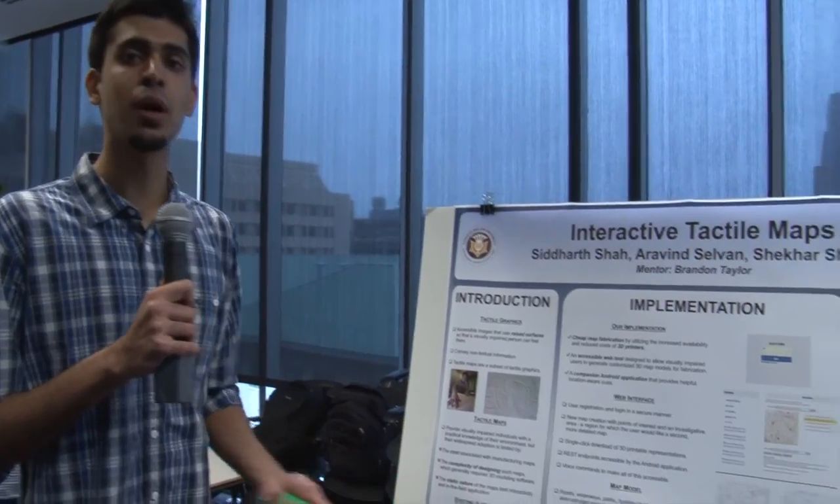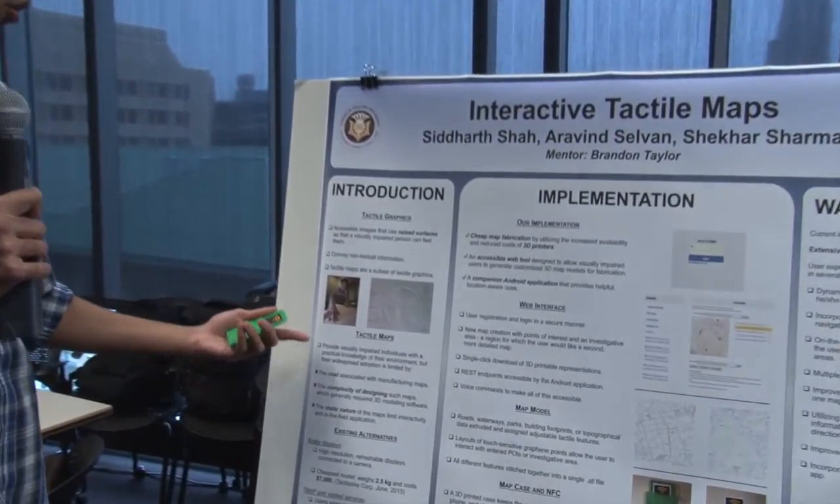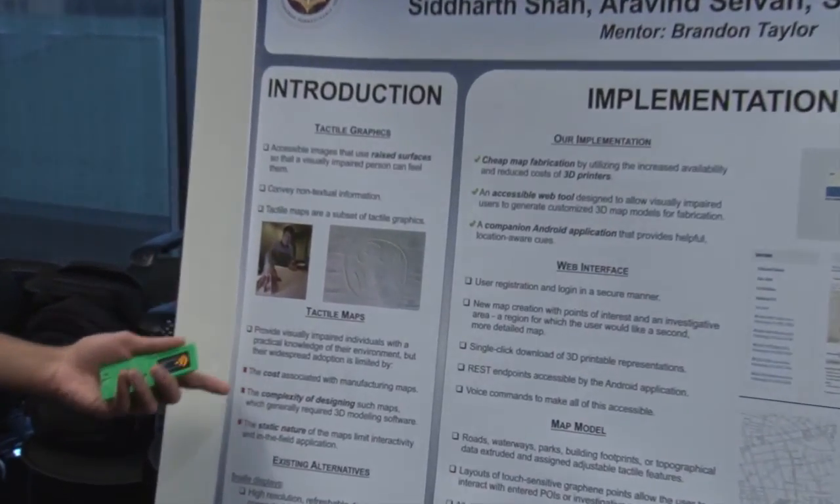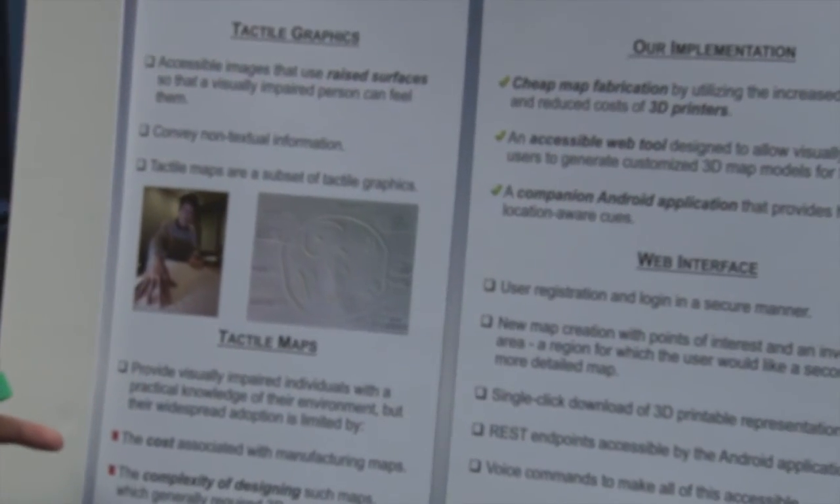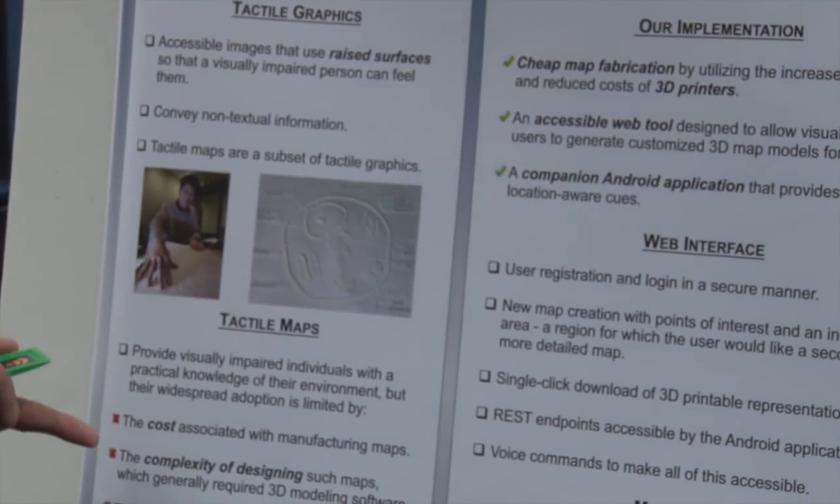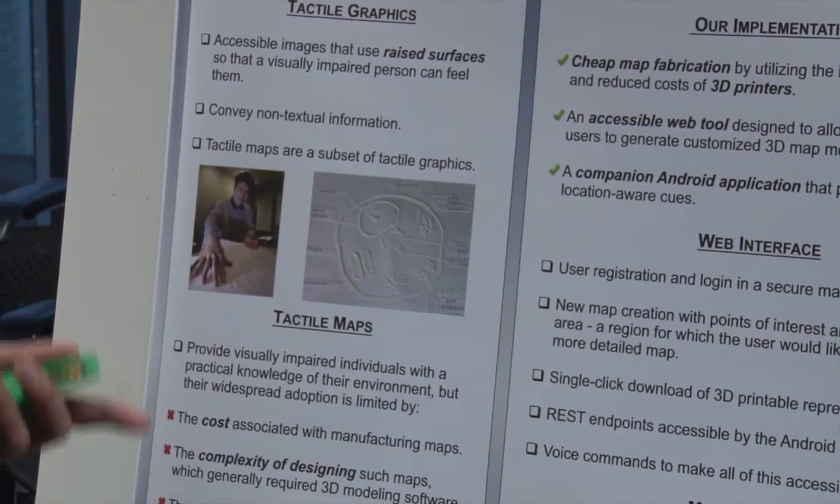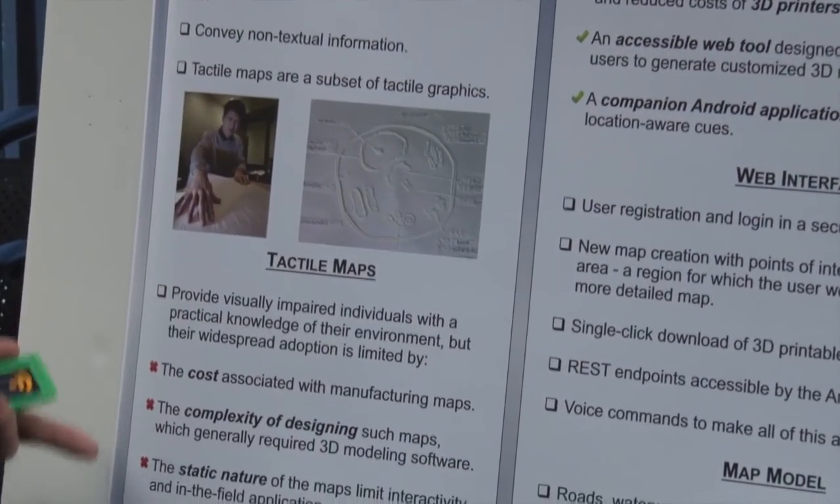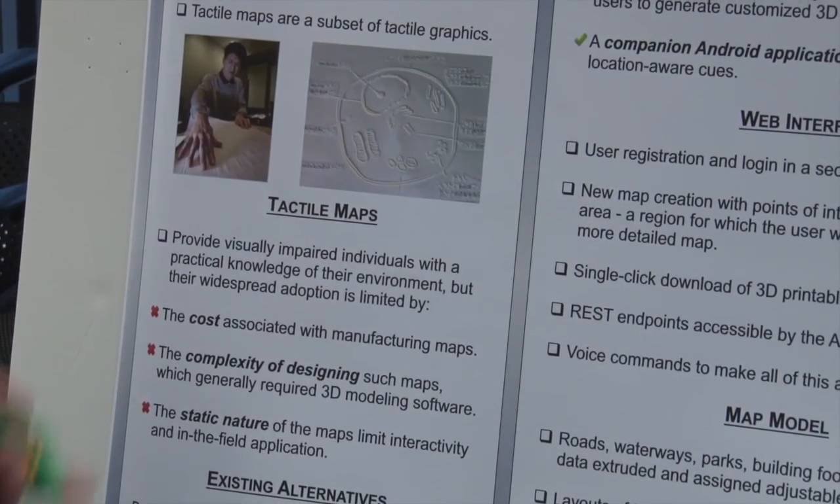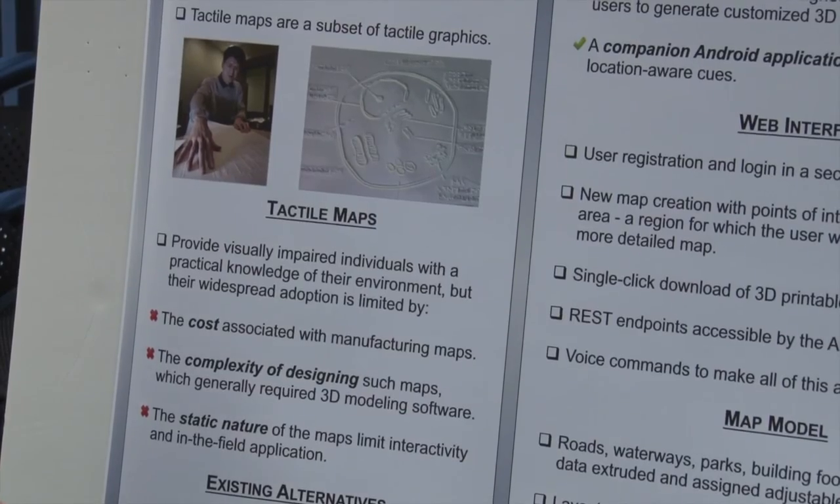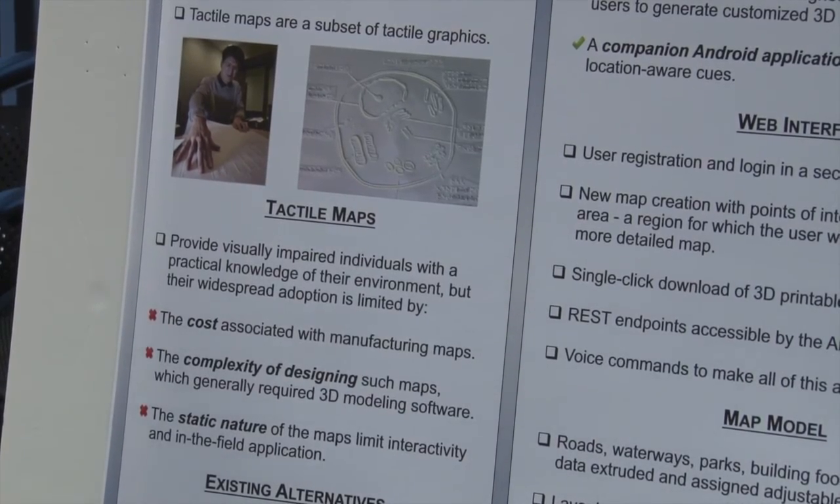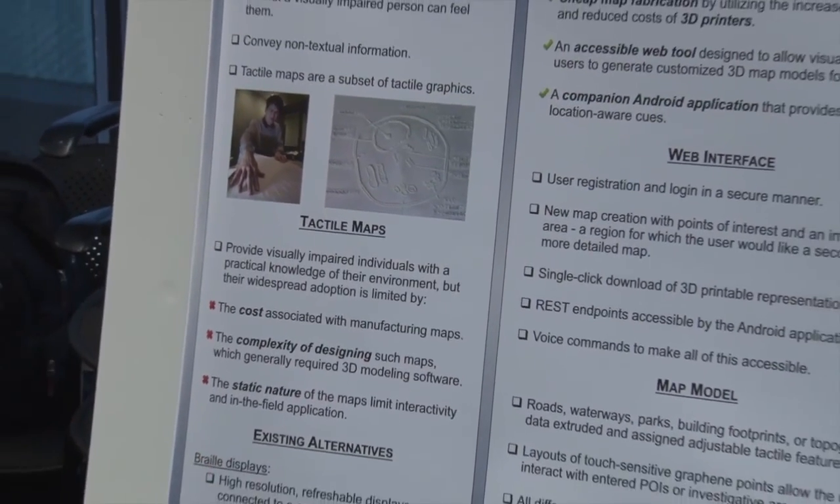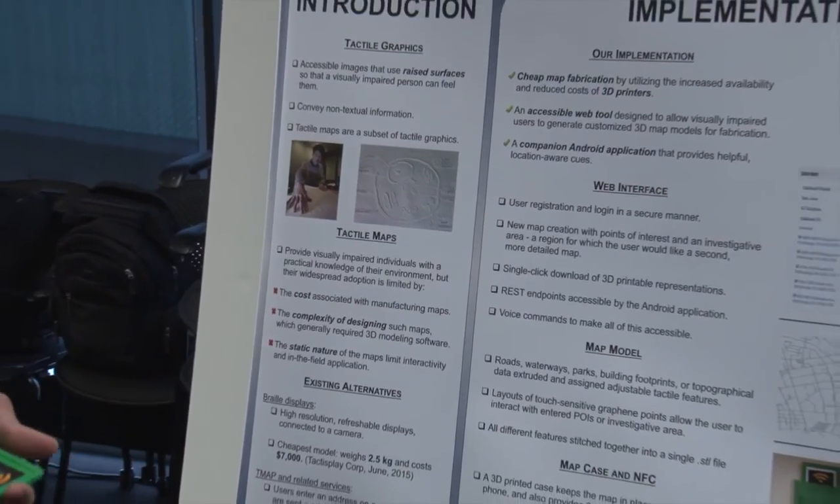Tactile maps generally require industrial level manufacturing, so cost is generally an issue. Design requires generating complex 3D models, which require software and extensive knowledge, so that is generally an issue. And maps like these are generally static when used by themselves. So users lack interactive feedback, and that's something we hope to address in our implementation.